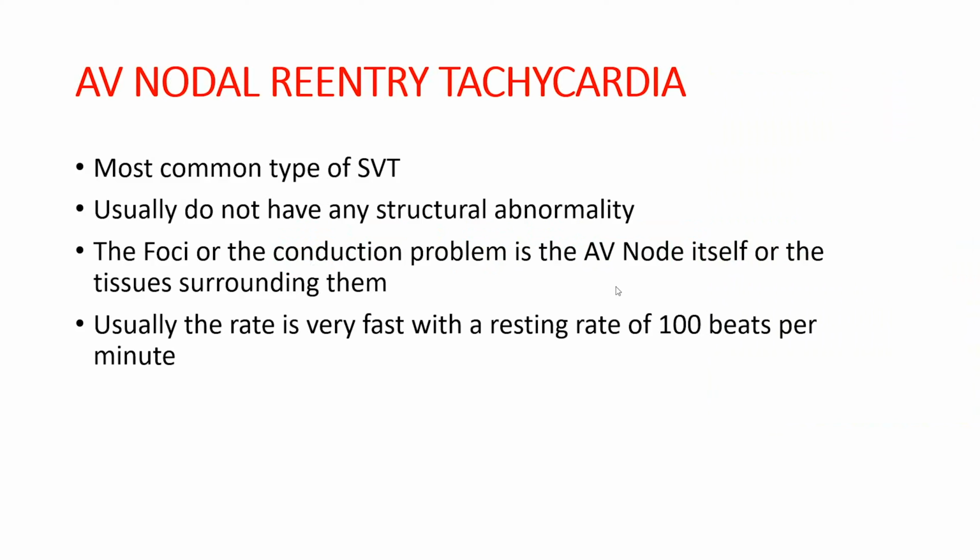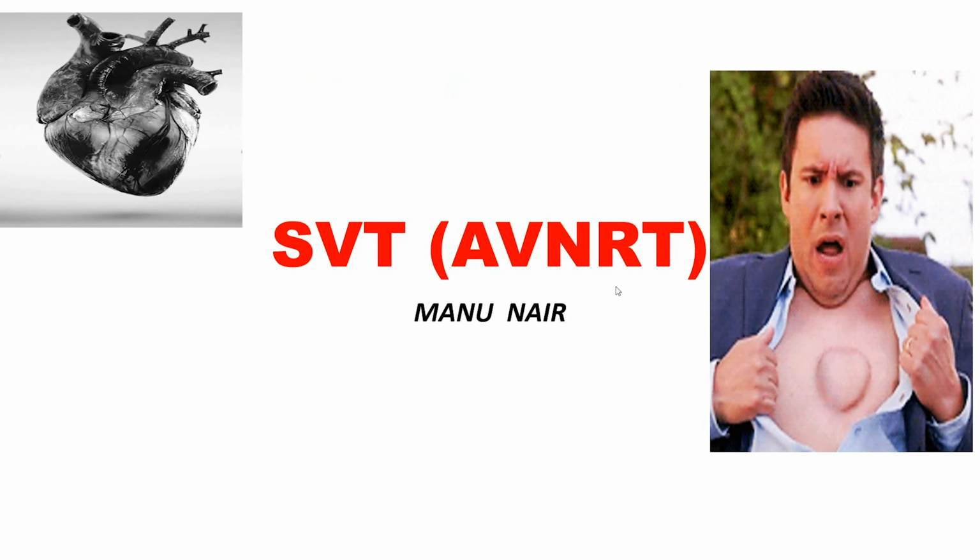AV nodal reentry tachycardia is a very common type of SVT. Usually they do not have any structural abnormalities, so they're quite common in youngsters, and the focus of this conduction problem is the AV node itself or the surrounding cardiac tissues around the AV node. Usually the rate is quite fast. Even though I said the resting rate is 100, it can go up to 150 to 220 considering the adult and the pediatric population. So they're usually very fast, and as the picture that I've shown earlier, this is exactly what it feels like. It feels like your heart is about to pound out through your chest.